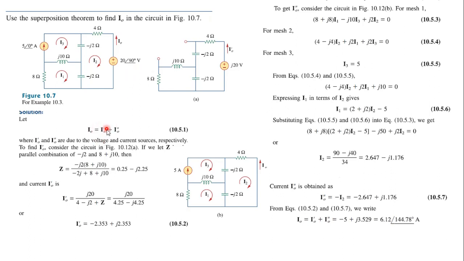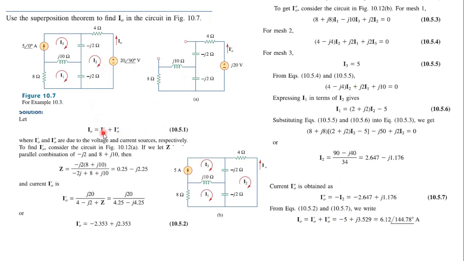Now this I naught dash is the current due to this voltage source alone. It means we have the current source removed here. Okay, and then I naught double dash is the current passing through this branch because of this current source alone, and this voltage source will be short circuited. So first we will be finding out what is I naught dash. Okay, so let us redraw this circuit.